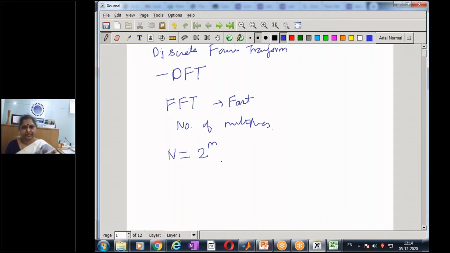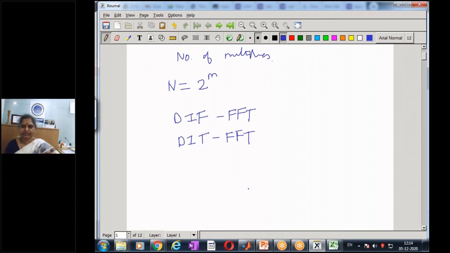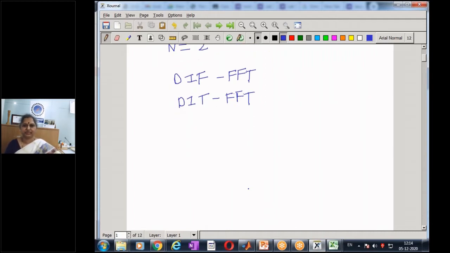Now, when n is a power of 2, once again we have two types. One is the decimation in time FFT algorithm, and the other is the decimation in frequency FFT algorithm. Now, what happens here is the input to the algorithm is not in sequence, or the output of the algorithm is not in sequence.